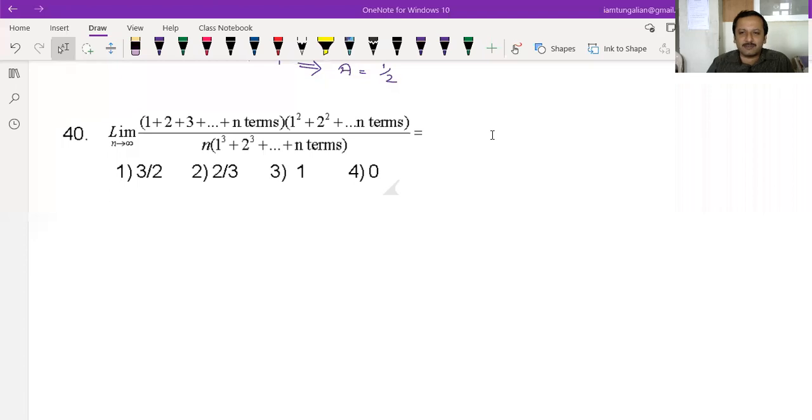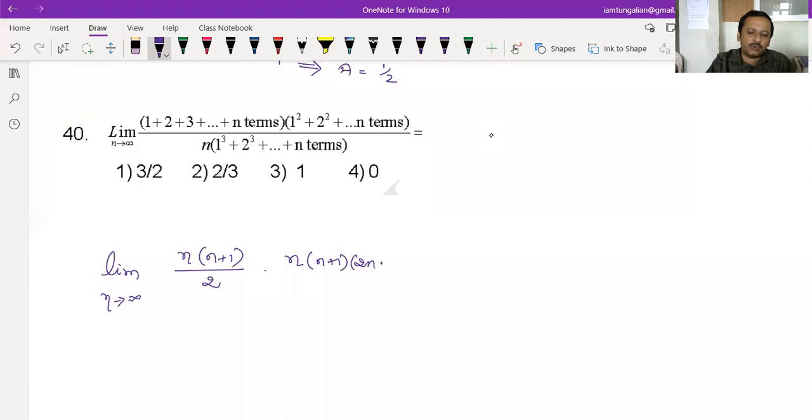Okay. So look at question 40. Limit n tends to infinity of 1 plus 2 plus 3 up to n terms into 1 square plus 2 square plus 3 square up to n terms, divided by n into 1 cube plus 2 cube plus 3 cube up to n terms. So you know the formula for 1 plus 2 plus 3 up to n terms: n into n plus 1 by 2. Then 1 square, 2 square, 3 square up to n square is equal to n into n plus 1 into 2n plus 1 divided by 6, whole divided by n into 1 cube, 2 cube, 3 cube up to n terms. That is equal to n square into n plus 1 whole square divided by 4.